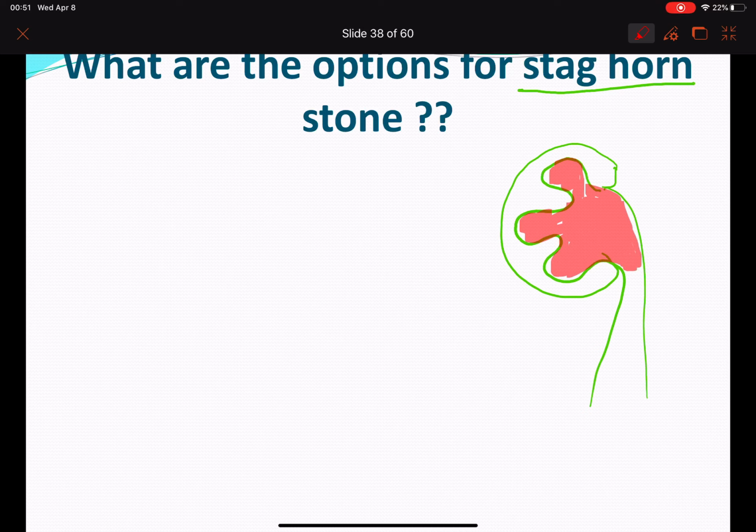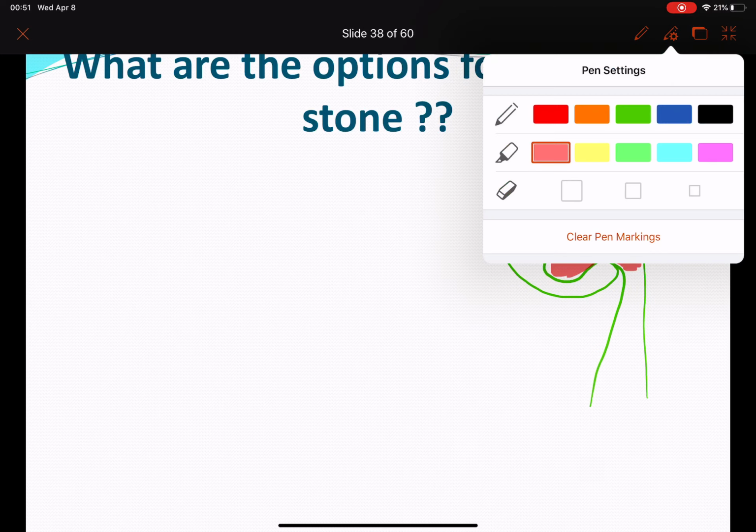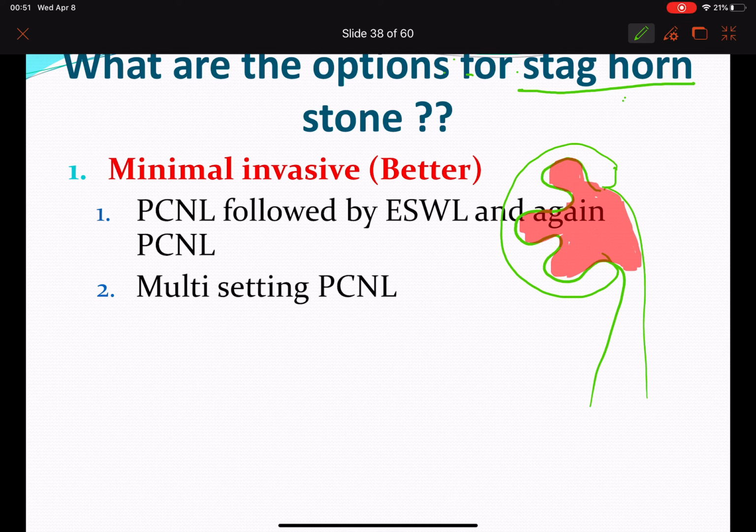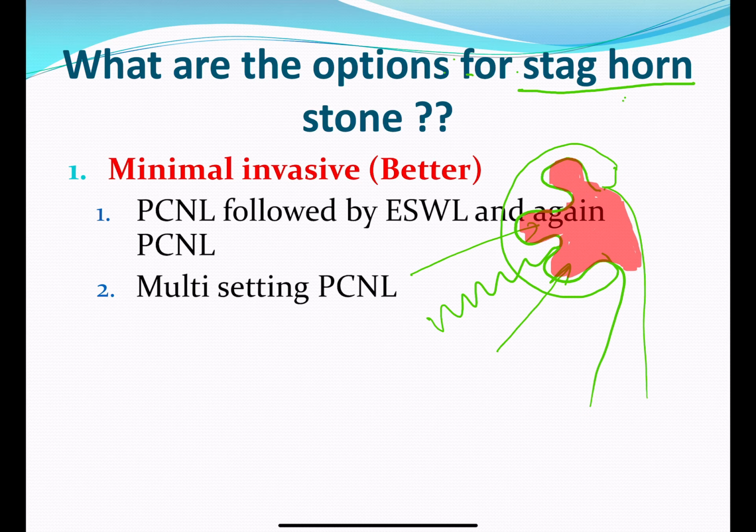Whenever there is a staghorn stone, the question is what to do. It is a very complicated surgery. Still, we can do some minimally invasive techniques for this type of stone disease. We can do the PCNL, ESWL, PCNL sequence. First we go in and break some of the stone, then in a second setting we do ESWL to break it into small pieces, then again we can go for a PCNL.